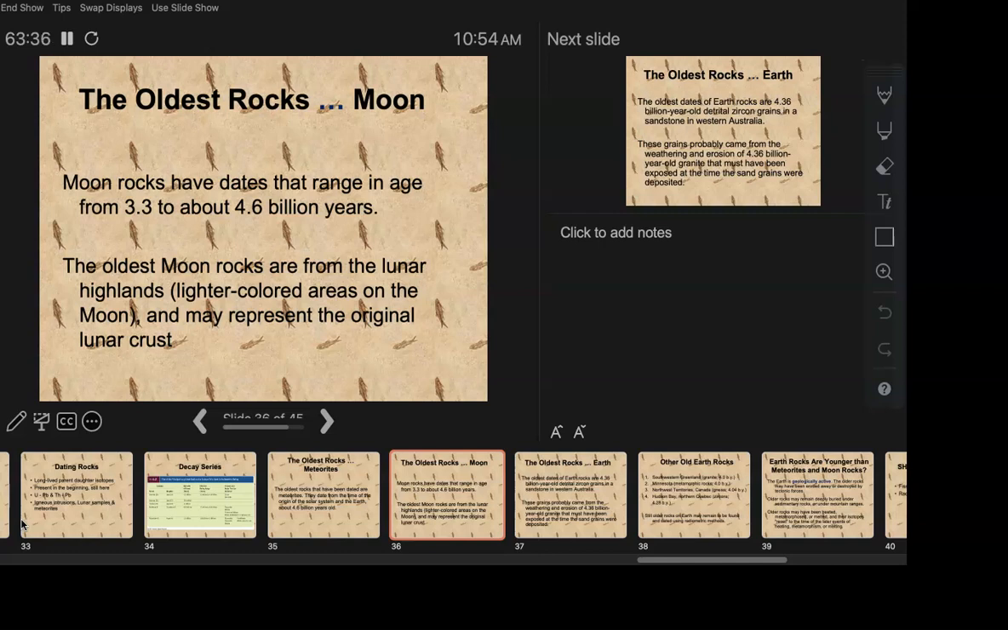Moon rocks, we've dated those as well. 3.3 billion, 3 and a third billion, to 4.5 again. The oldest moon rocks are from the lunar highlands. When you look up at the moon at night, that's the light-colored stuff.